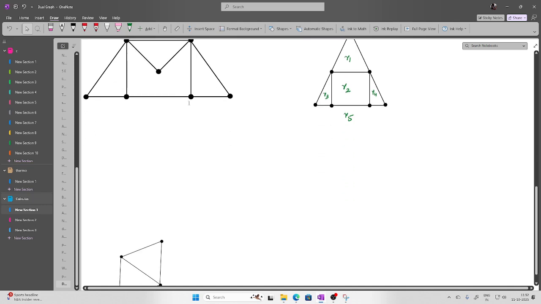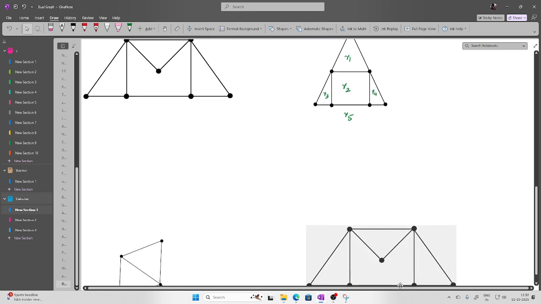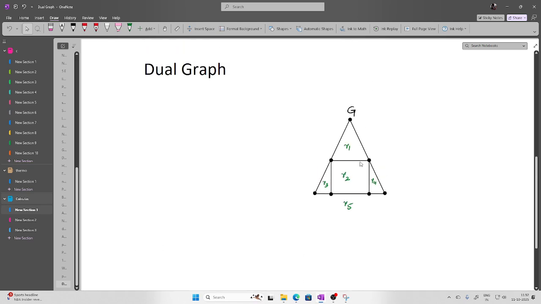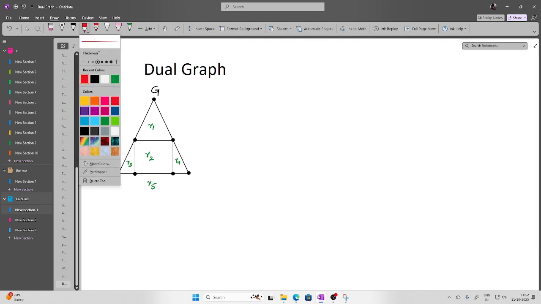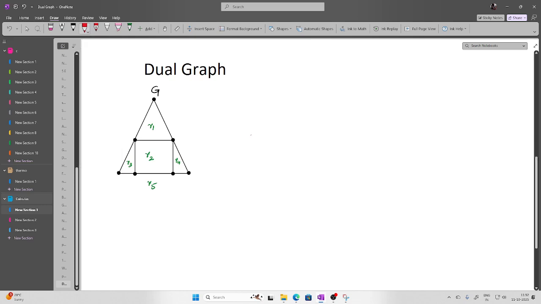Let's say we'll be taking three problems here. So let us start with this particular problem. Let's say I'm interested in drawing the dual of this graph. So what are the procedures? The first thing is, you have to mark down the regions. So you have already done it: R1, R2, R4, R3, R5. So in total 5 regions are there.